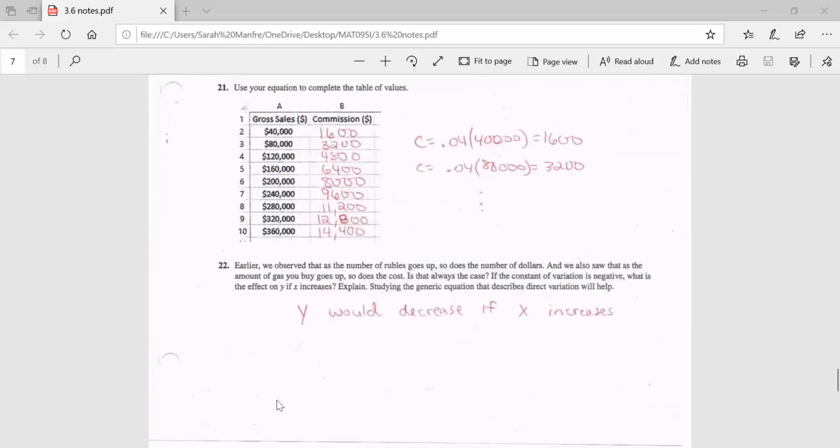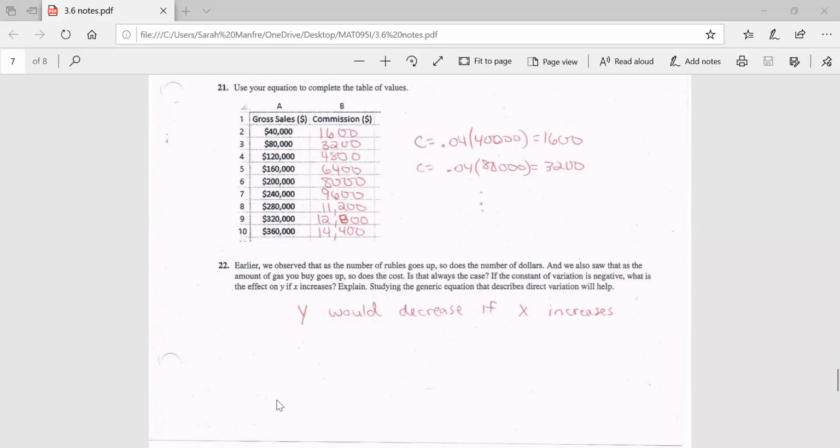Okay, question 22. It says, earlier we observed that as the number of rubles goes up, so does the number of dollars. And we also saw that when you buy gas, as the amount of gas you buy goes up, so does the cost. Is that always the case? If the constant of variation is negative, what would be the effect on Y if X increases? Explain.